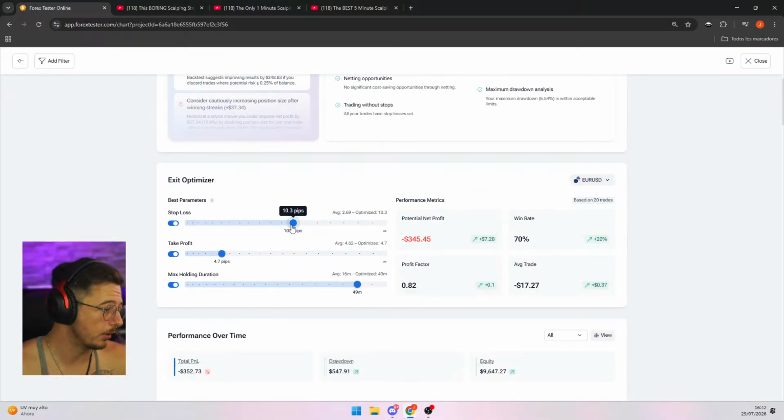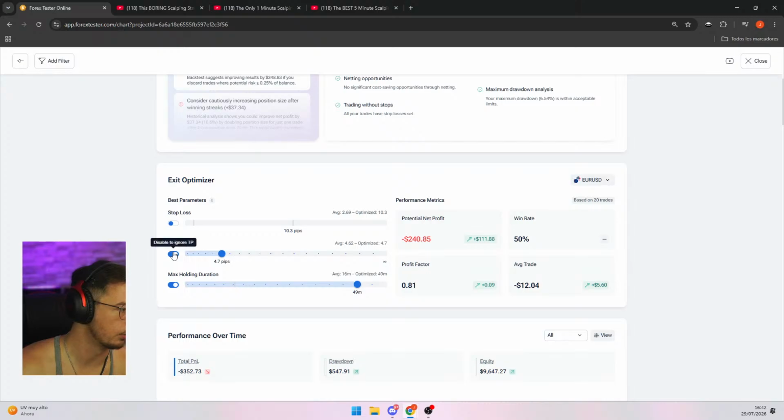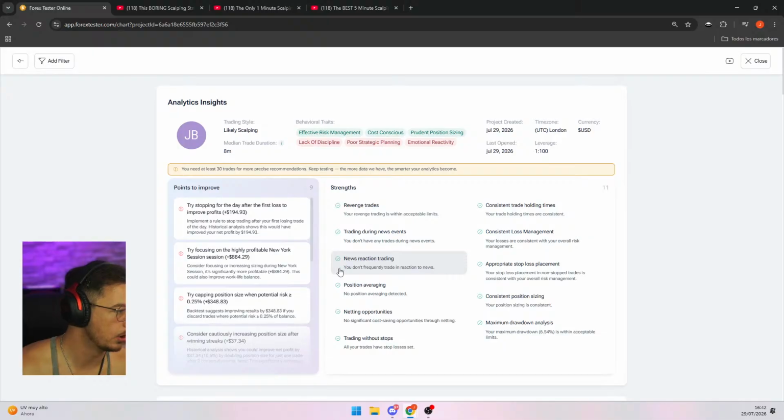So the exit optimizer hasn't got enough data to show me actually the best matching setting, which now it's sitting more or less at the same as I was looking at. So maybe a max holding duration could, no, needs more data. And try stopping for the day after the first loss to improve profits. 194 profits that we would improve here. Try focusing on high profited New York session.